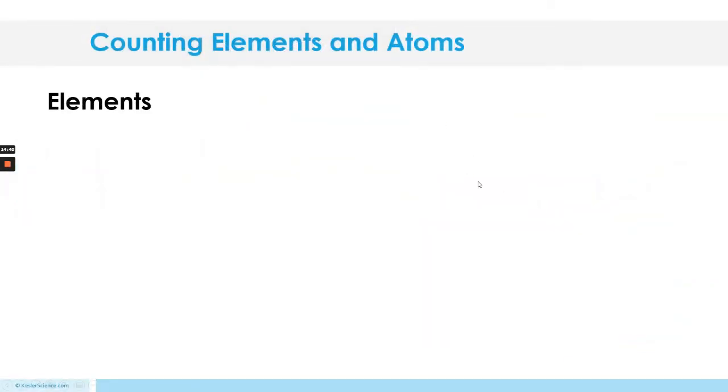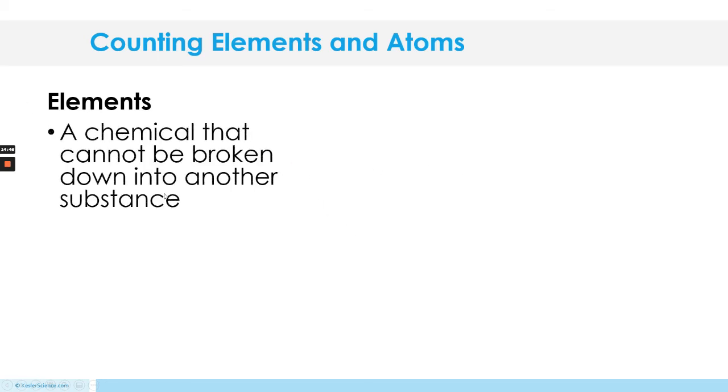Alright, so counting elements and atoms. So this is what I went over before I had to leave. An element is a chemical that cannot be broken down into any other substances. So these are things on the periodic table, right? So hydrogen, helium, lithium, beryllium, boron, carbon, nitrogen, oxygen, all those things.